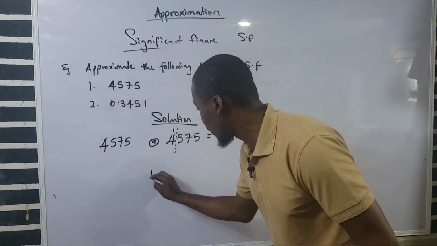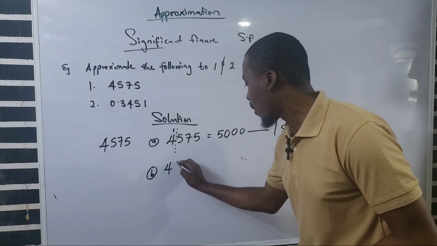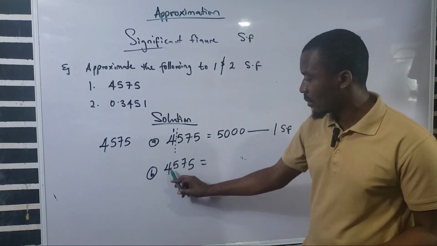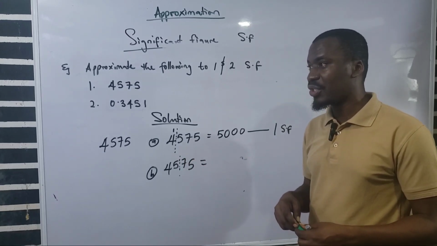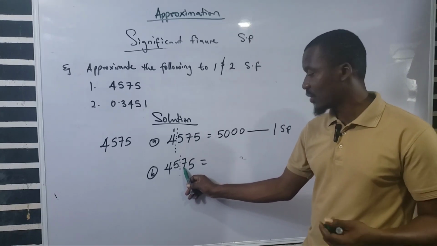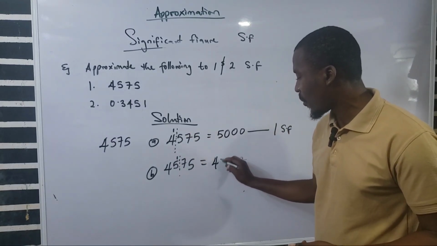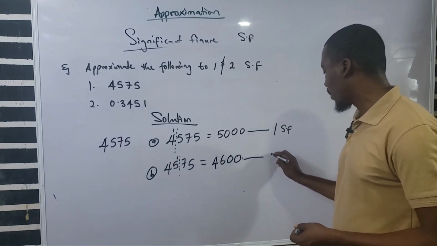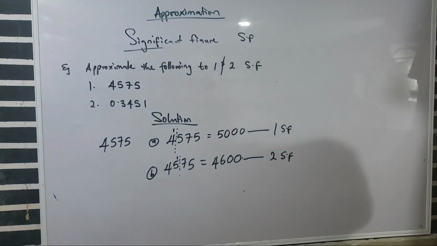Now for the second, 2 SF: 4575, we'll do the same thing, count 1, 2, and put our invisible line. I like calling it an invisible line because it is not meant to be seen. The next digit there, is it up to 5? Yes, it's up to 5. What do we do? We add 1 to this, so we have 46, then these two give you 00. So that will give you our 2 SF. That's how we have solved question 1.